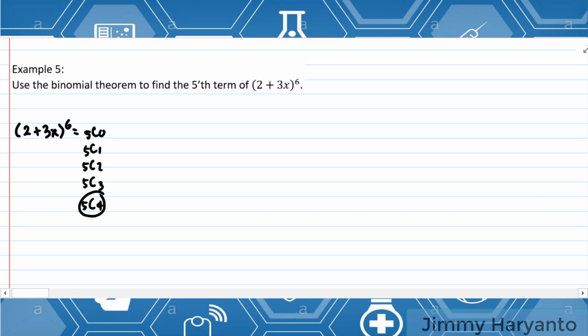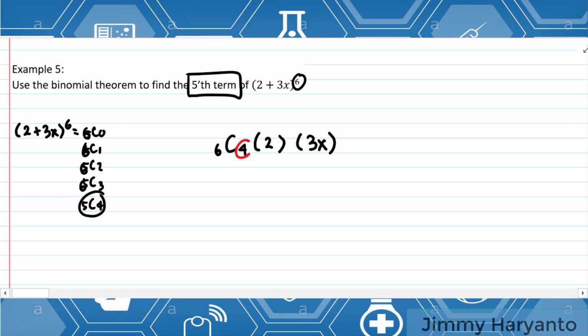I have a shortcut. If the question wants us to find the fifth term, the c is always minus 1, so c4. If the question wants us to find the 100th term, the c will be 99. It's always minus 1. So the fifth term will be c4. The power is 6, right? So it's 6c4 times the first term and the second term.